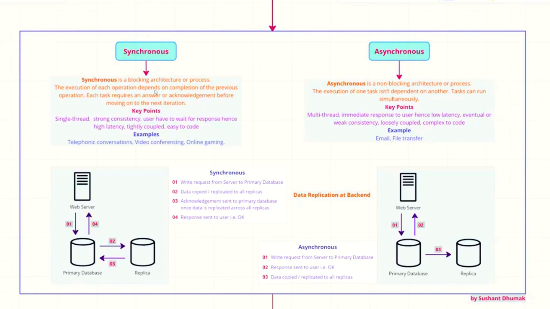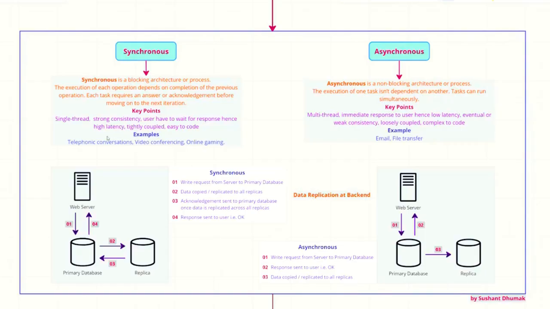Synchronous, as I've just mentioned here again, the book definition: synchronous is a blocking architecture or process where the execution of each operation depends on the completion of the previous operation. And each task requires an answer or acknowledgement before moving to the next iteration. So this is exactly what we saw in the previous strong consistency, where we have to wait until all the replicas are copied with the latest information, till the time the acknowledgement is sent to the web server.